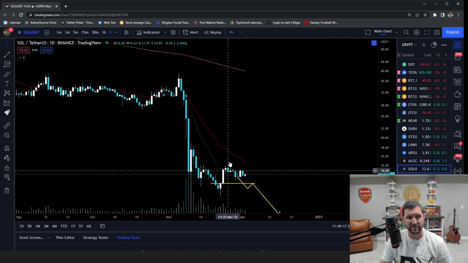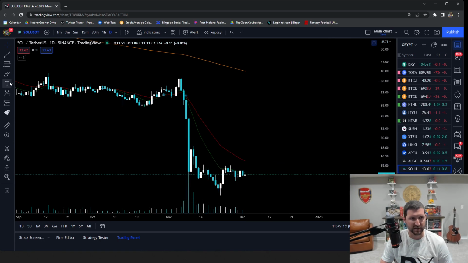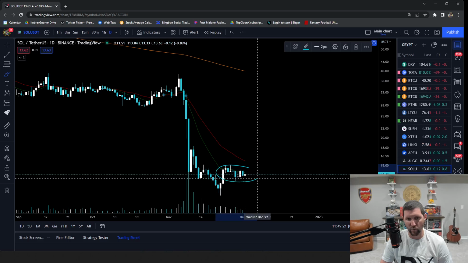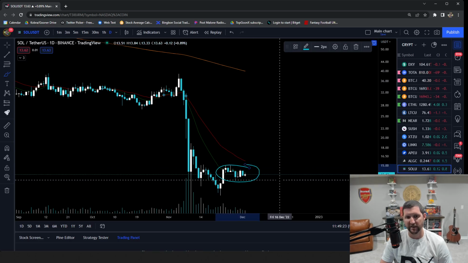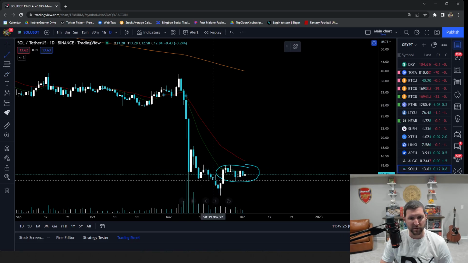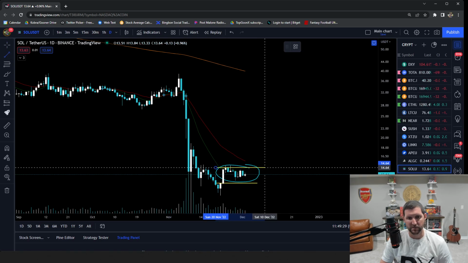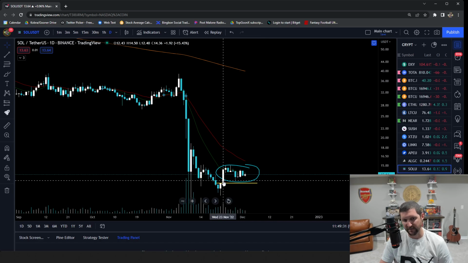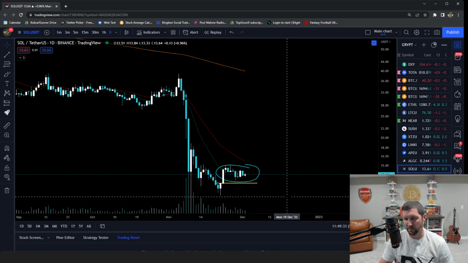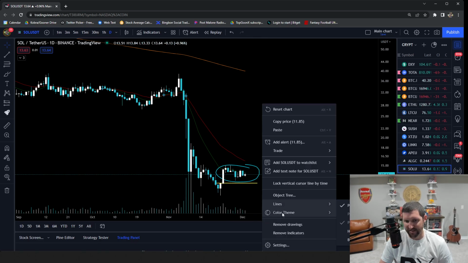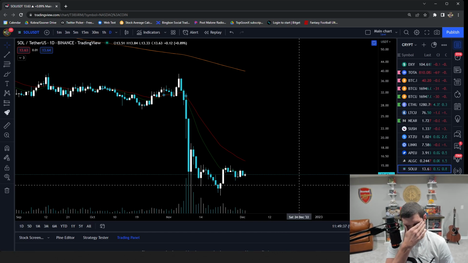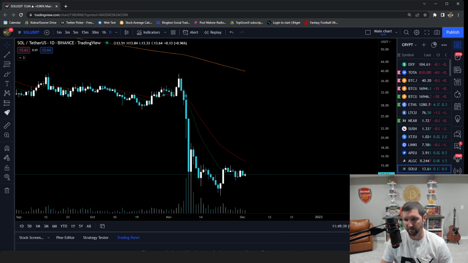Like Sol. Look at Sol. Straight sideways, nothing's going on here. Why would I even mess with trading this? Now, if I want to, I could set an alert below this level, and maybe above this level. If this breaks down, it's likely to go much lower. But right now it's just straight sideways. There's no volatility. There's no reason for me to trade that.